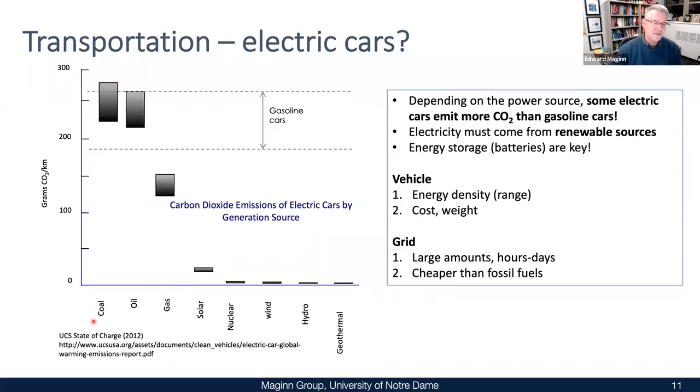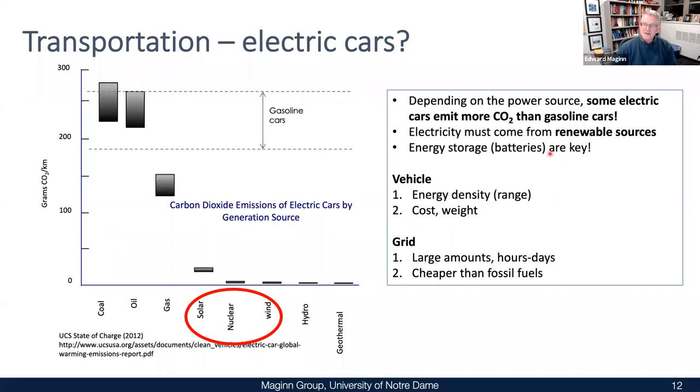So what you can see here is if you get your electricity from coal or oil, you basically have the same emissions profile as a gasoline car, sometimes even worse if it's with coal. If you get it from natural gas, it's much better, but it's still not zero. And it's not even that much better than a really efficient gasoline powered car. It's only when you have really zero or very low carbon power sources like solar, nuclear, or wind that you can really drive down your emissions. And so we need to have those types of energy sources.